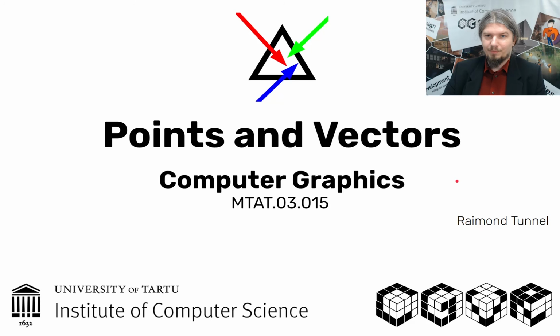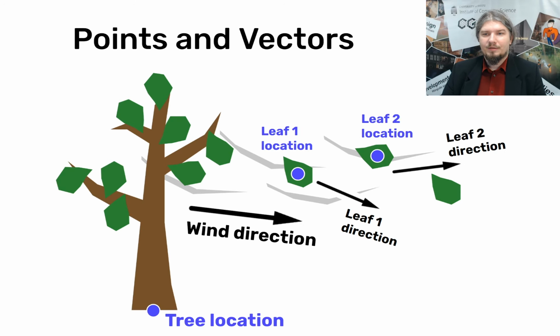Let's talk more about points and vectors. So we already discussed that points usually define different locations. So let's say a location of this tree, where is this tree in the world? Locations of each of these leaves. We'll see later that different shapes are made out of meshes of polygons. So the vertices of the polygons are at specific locations, so those are points.